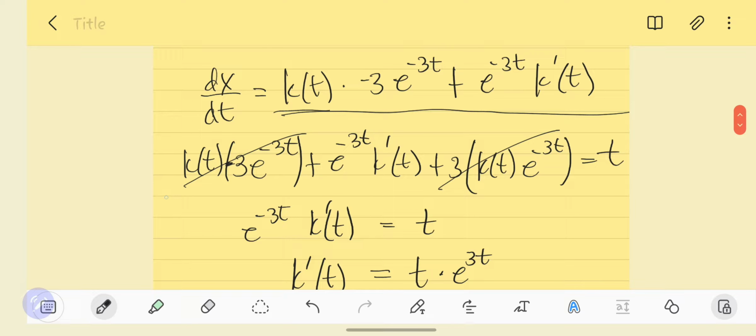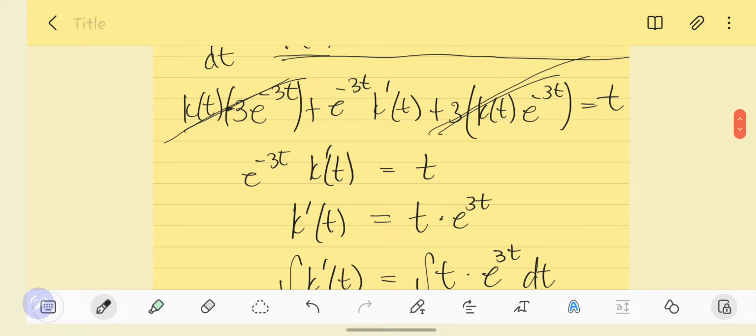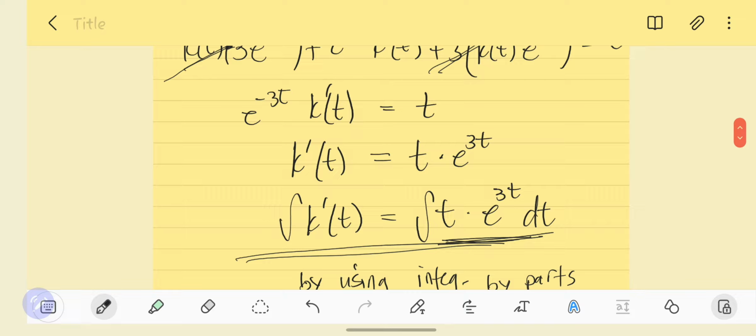Now, we can cancel this out. If you are now in this step, you should have this cancellation, because if you don't have a cancellation like this, then your solution might be wrong, or your integration or your differential calculus might be wrong. So, be sure to check your integration and your differentiation. So now, e to the negative 3t, k prime of t is equal to t. Then k prime of t is equal to t times e to the 3t.